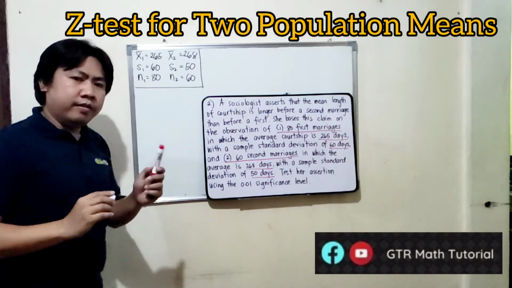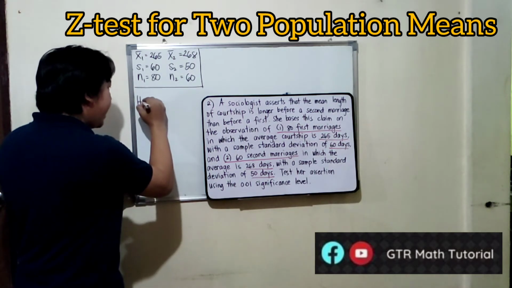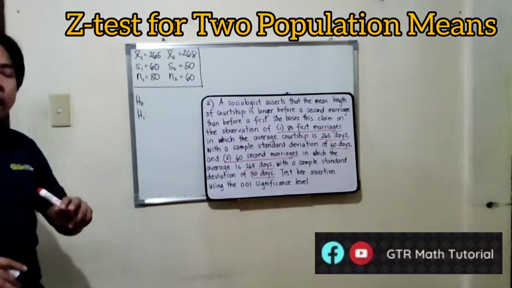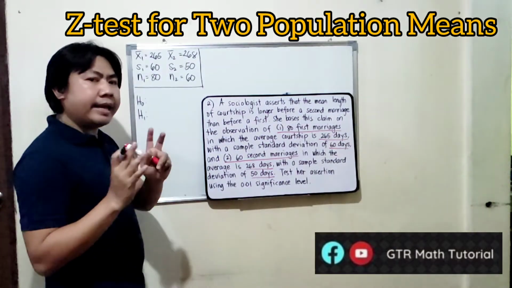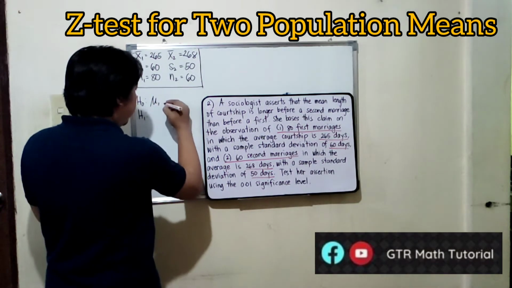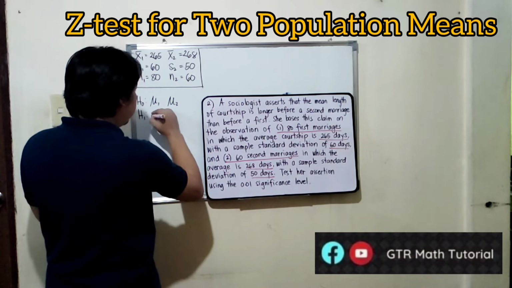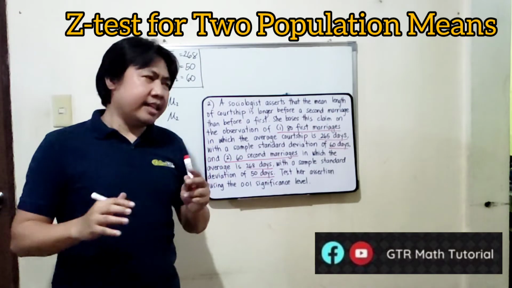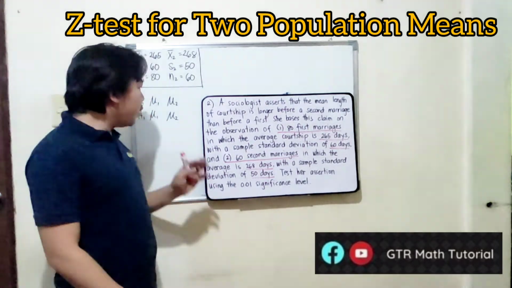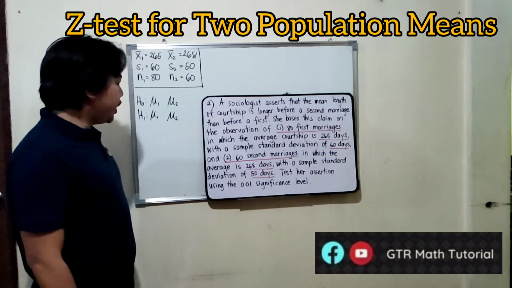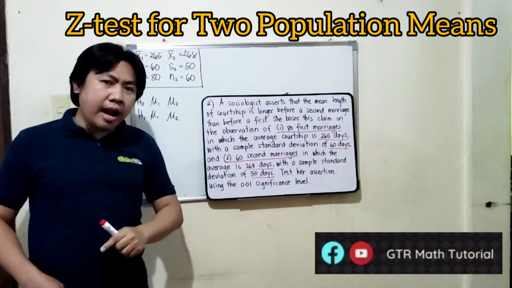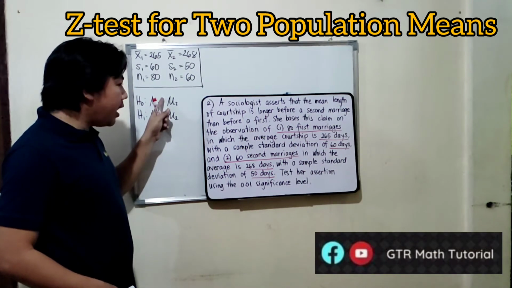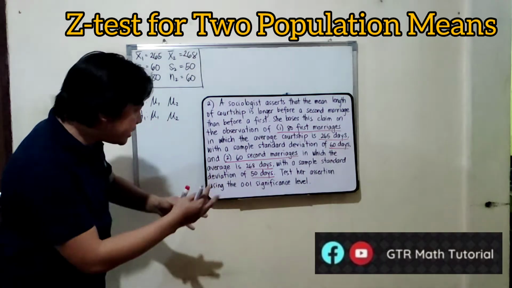Okay, so next step is to state the null and alternative hypothesis. So the null and alternative hypothesis for comparing two population means, so we have mu sub 1, mu sub 2, and then mu sub 1, mu sub 2. Then let us analyze which symbol are we going to use. So is it equal and not equal, or greater than or equal and then less than, or less than or equal and then greater than? Okay, so analyze the problem.